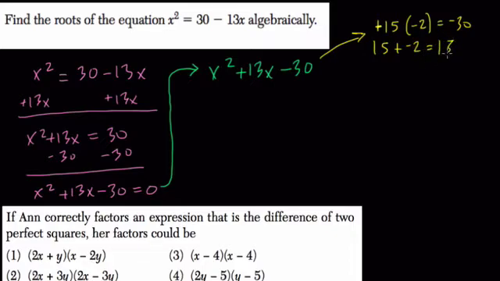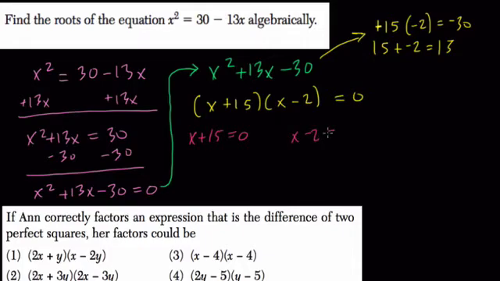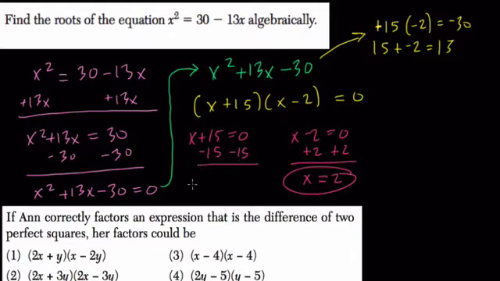Well, that's just 13. So that means you can factor this into x plus 15 times x minus 2 equals 0. Now, if this equals 0, then either x plus 15 equals 0, x minus 2 equals 0, or they both equal 0. Solve for x, add 2 to both sides here. X equals 2, that's our first root. Subtract 15 from both sides, so x is negative 15, and that's our second root.